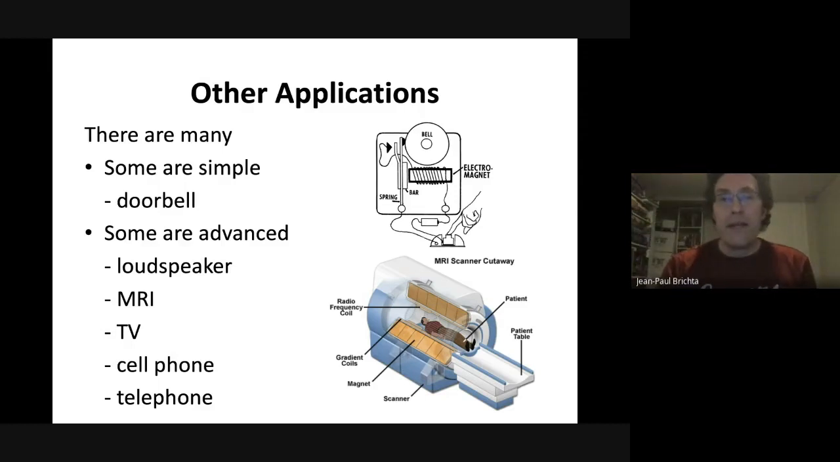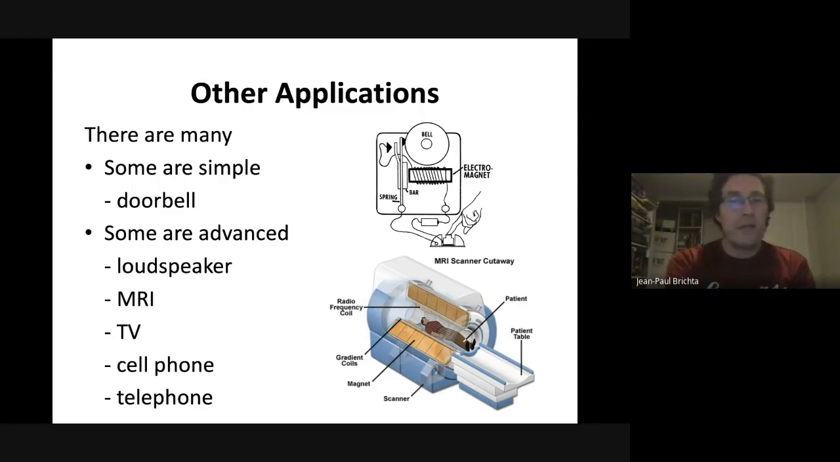Because it's attached to a spring, the bar will vibrate, right? That bar has the little hammer at the end of it, and as it vibrates, it will ring the bell again and again. However, when you release the switch, the electromagnet turns off, and so the bar will just vibrate back to its stationary position. So those are kind of fun.